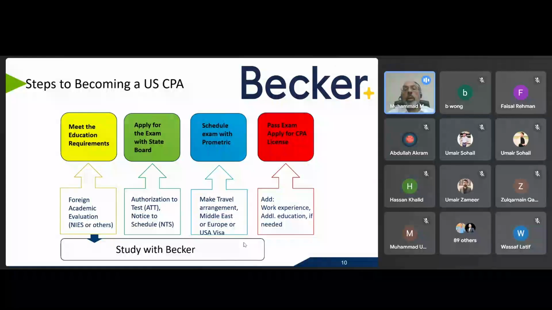And the third step is to schedule your exam. Once you are issued the notice to schedule the exam by NASBA, then you can schedule your exam, pay your fee, and schedule your exam.